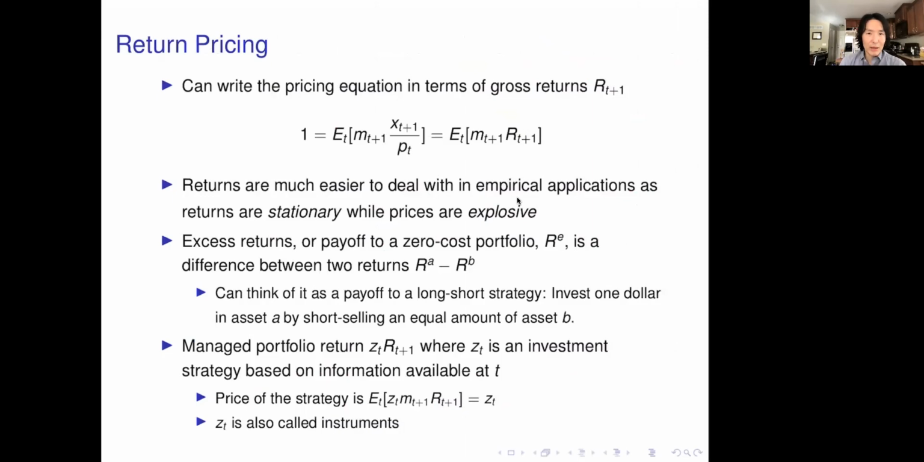Now, we can rewrite the previous pricing equation in terms of gross returns RT plus 1. In other words, from the previous pricing equation, let's just divide both sides by PT, the current price. Because the current price PT is a known constant, it can go inside of the expectation. 자, 무슨 말이냐? 그 전에 베이직 프라이싱 이퀘이션이 이렇게 주어졌잖아요. 이렇게 주어졌습니다. 자, 양변을 PT로 나눠볼게요. Let's divide both sides by PT.